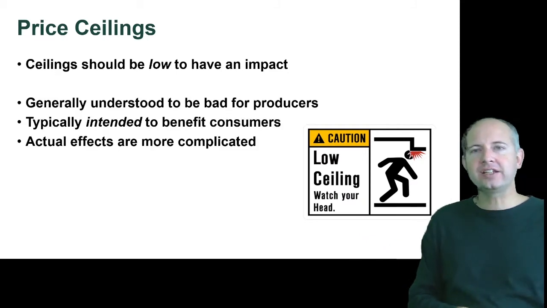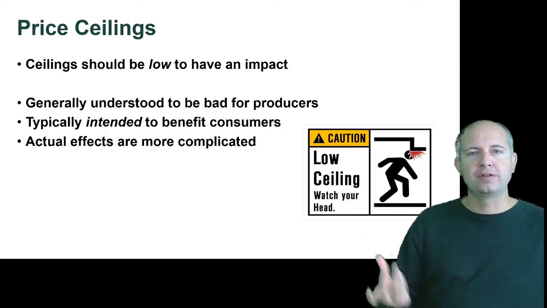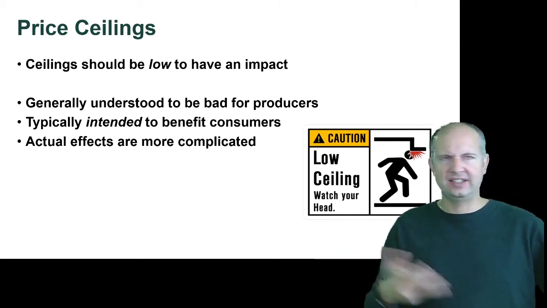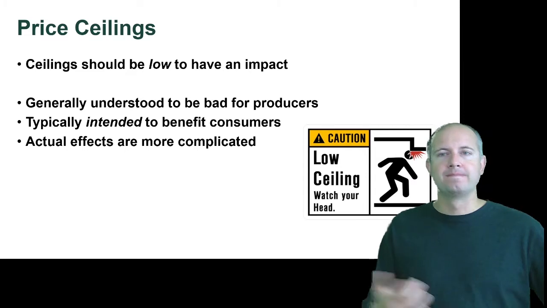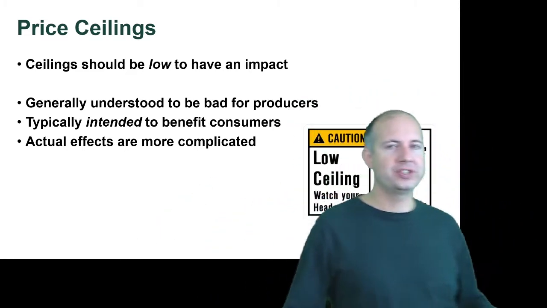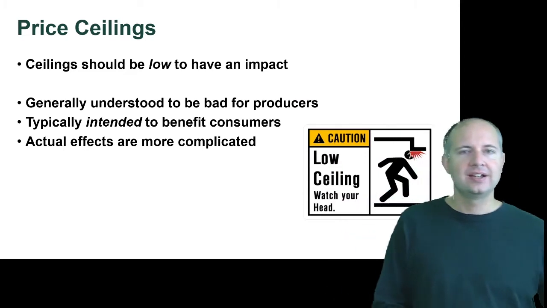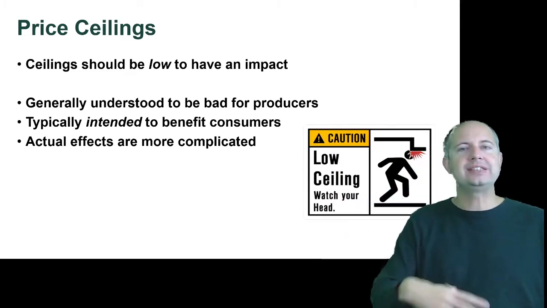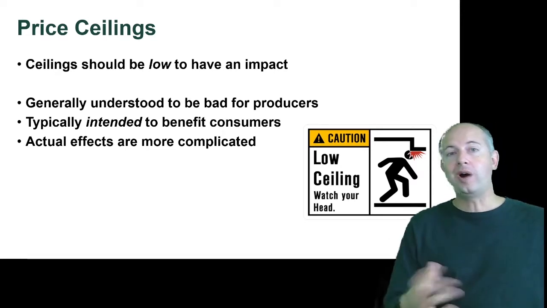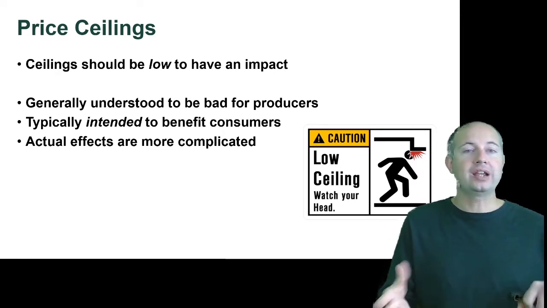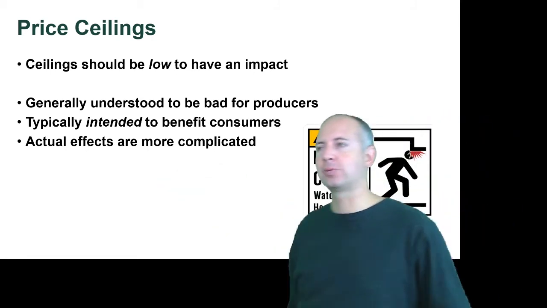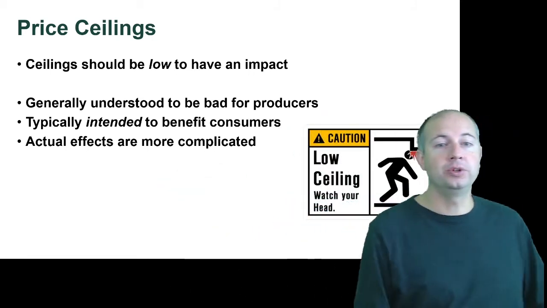And price ceilings are generally understood to be bad for producers, right? If I am being forced to sell my milk at a low price, I'm not going to want to do that. It's going to be bad for me. They're generally intended to benefit consumers. So rent control laws exist. Price ceilings for apartments exist because people are wanting to help out consumers and wanting them to not have to pay so much for apartments. The actual effects we're going to see are more complicated, and that is what we'll discuss next time.